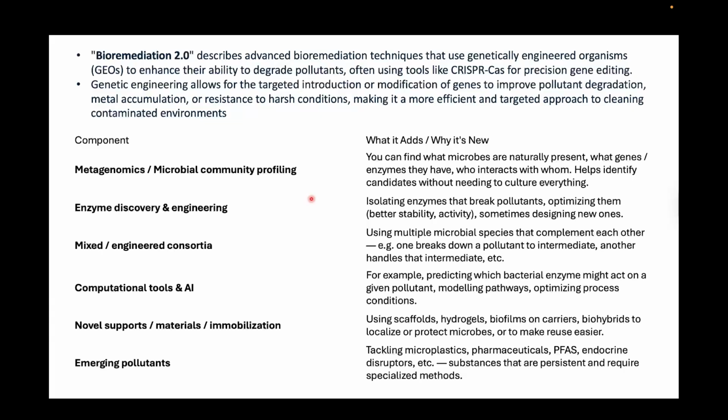So, this is also a truth that the bacteria or the genetically engineered organism or the bioaugmented organism needs to survive in the harsh conditions in the contaminated environment to do its work properly. So, any genetic modification which is allowing it to resist the harsh conditions, allowing it to accumulate metal or improve an enzyme for pollutant degradation is bioremediation 2.0.